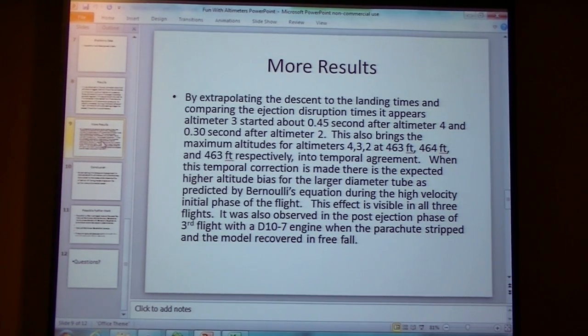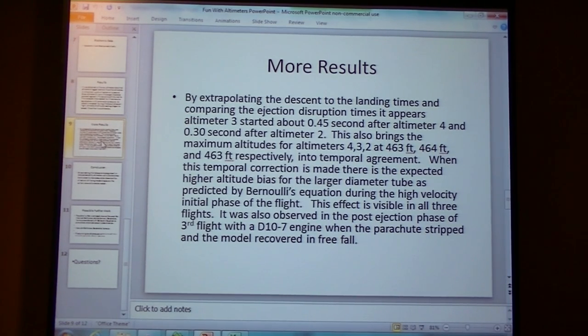And that's when you can say, you adjust that time, the peaks agree, the little ejection point agrees, and the landing spot agrees. So that takeoff is where the delay occurred and not somewhere else. And we had the same thing in all three flights, and of course, I mentioned the D-10-7. That was the last flight I dared make because they have hot ejection charges, and it scorched the tube nicely, and there's no longer a parachute in here because it shredded the parachute off. So that brought my experience to a grinding halt.